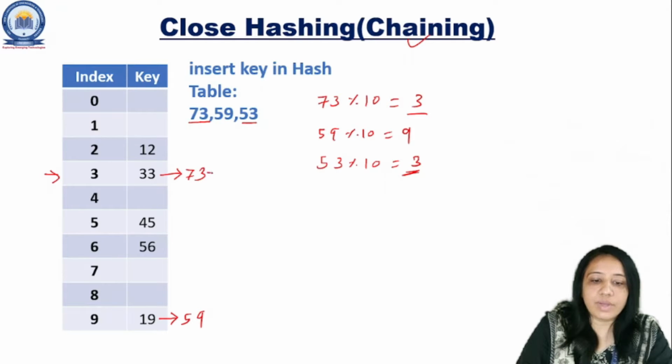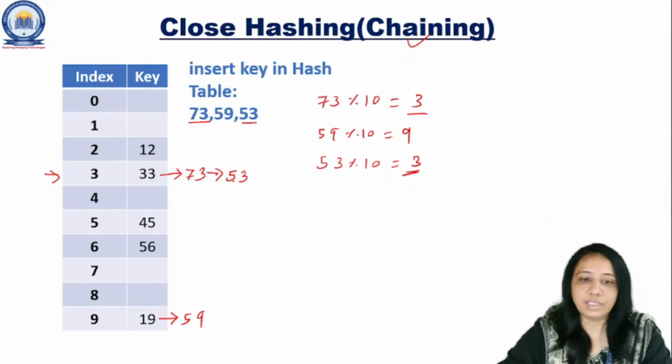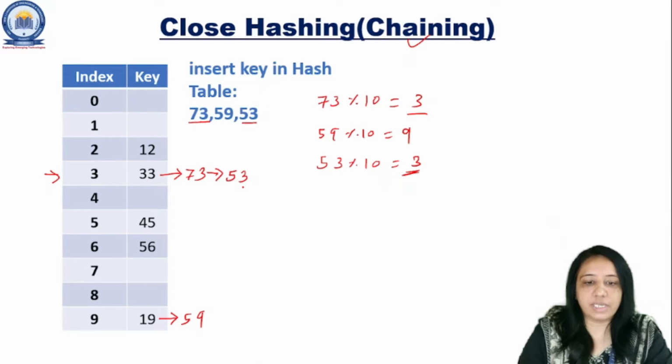So same location, same index, add there. Again the chain is going to be added. And here it will store what? 53. So in this way, it is called what? The chaining. It is one of the solutions of collision.